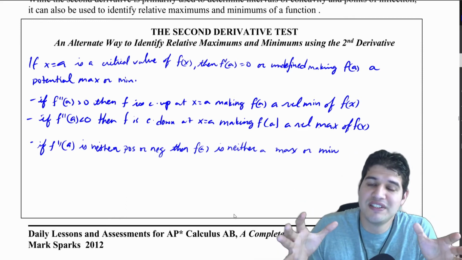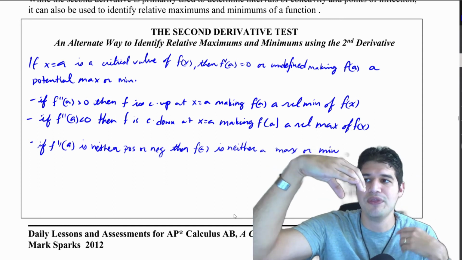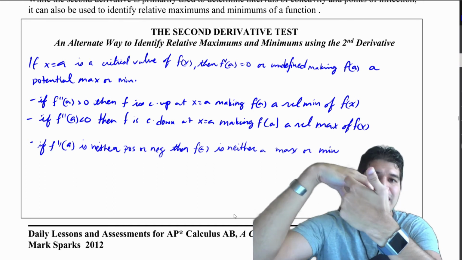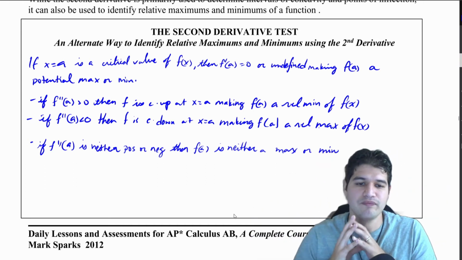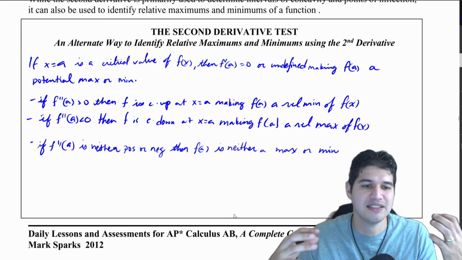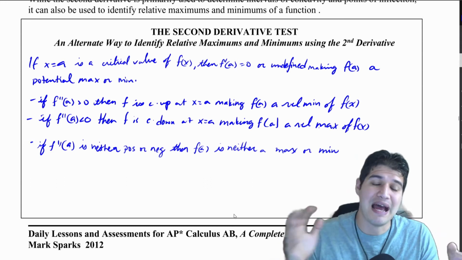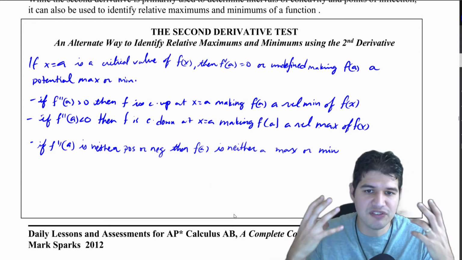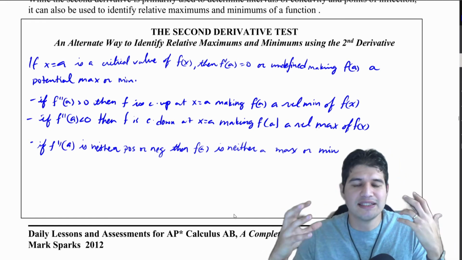And if that second derivative is negative, the second derivative means it's concave down, and if it's concave down there, we know that we have a point at the top, which makes it a relative maximum. Now, of course, if it's neither positive nor negative, then f of a has neither a max nor a minimum, even though the derivative is equal to 0 or undefined. Okay, so that's the second derivative test.